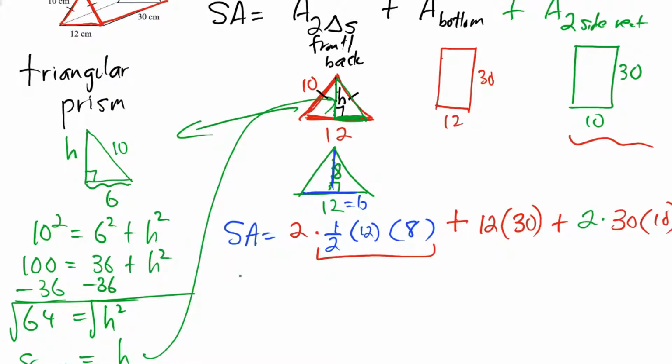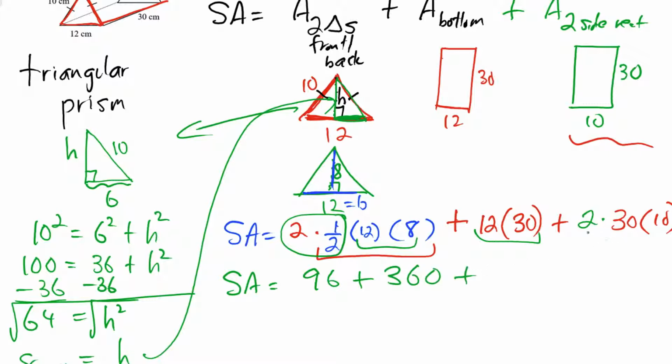Okay, let's complete our calculation. Our surface area equals, now our 2 times 1/2 is going to just be 1, so we don't really actually need to worry about that. 12 times 8 will be 96. 12 times 30 will be 360. And 2 times 30 times 10, that'll be 600. And if we add these numbers up, we're going to get 1056, and our units are centimeters squared.